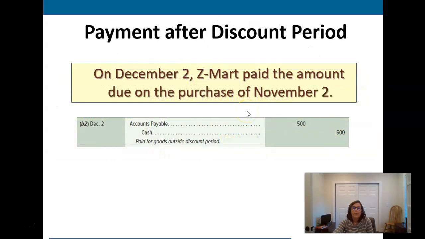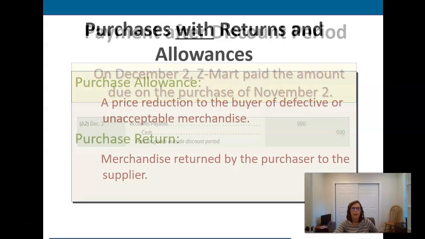Now, what happens if we pay them after the discount period? Maybe things are a little tight around the 12th of the month. We don't have that money. Well, the answer is we pay them just as if this whole discount arrangement had never occurred, and it's a debit to accounts payable and a credit to cash for the full 500.